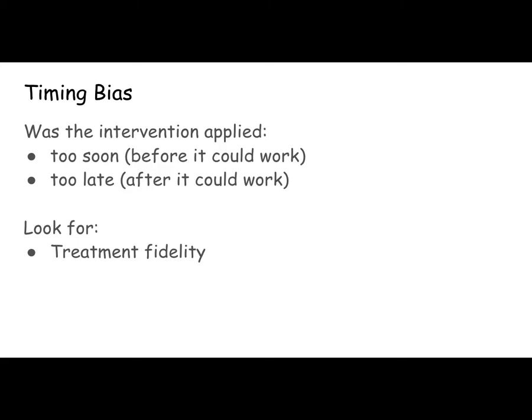Timing bias refers to when the intervention was applied. So was it applied too soon, so before it could work, or too late, after it could work? This is an issue in things like studies of stroke, when there's a certain level of plasticity associated with the first few weeks or months after a stroke, when some treatments are potentially more effective than later on. And there you're looking for treatment fidelity.